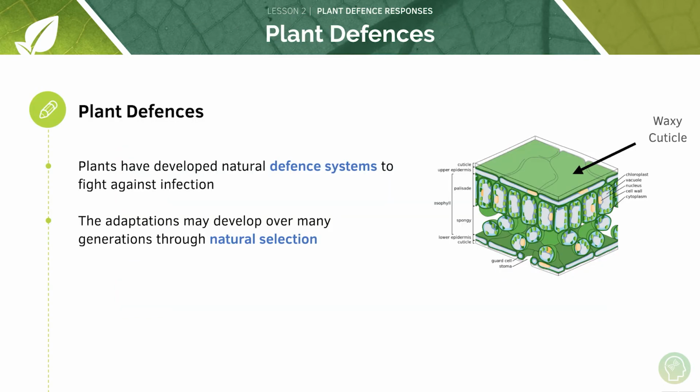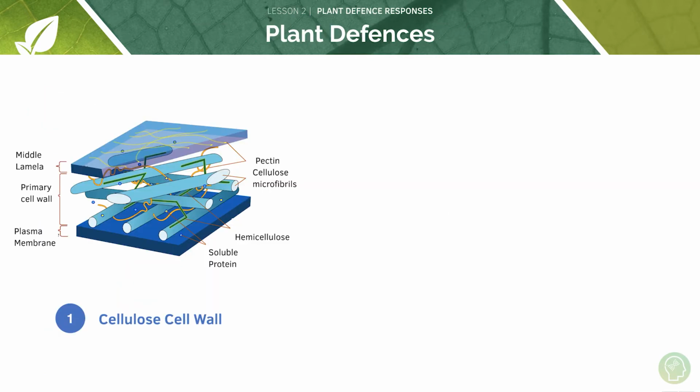So let's have a look at some specific examples of how plants may defend themselves. Cellulose cell walls form a physical barrier between the cells and the pathogens, thus protecting against infection. So this is the cell wall structure, and just bear in mind that animal cells don't have a cell wall, animal cells just have a cell membrane. So this in fact provides an extra layer of protection for plant cells.